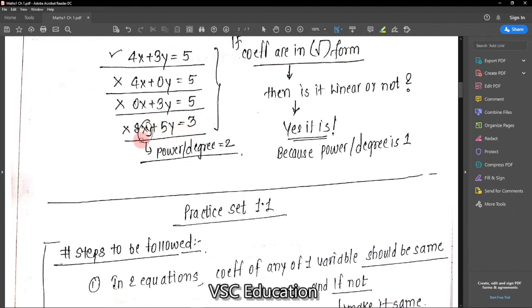8xy, x and y together, so the degree of x is 1, the degree of y is also 1, so together it is 2. When the power or degree is 2, then it is also not a linear equation.